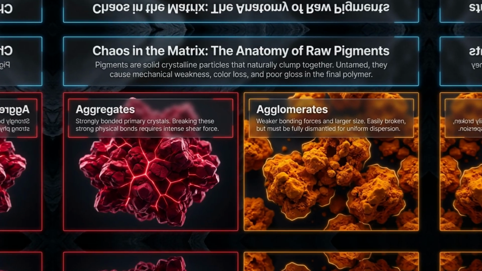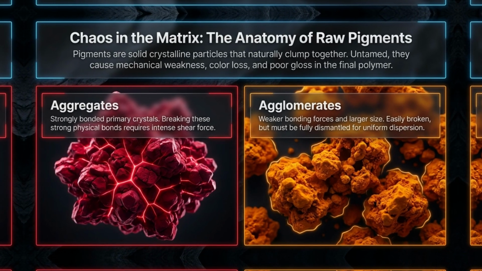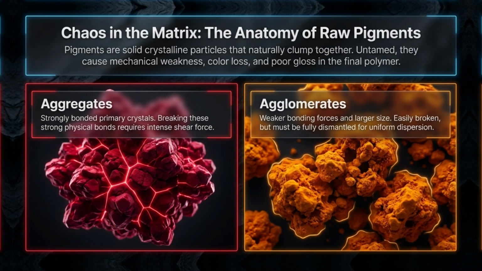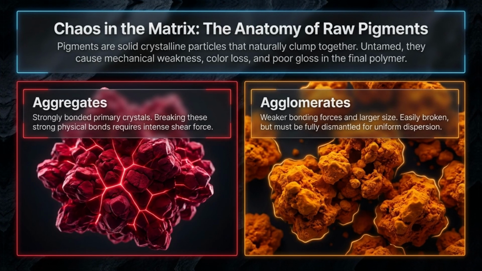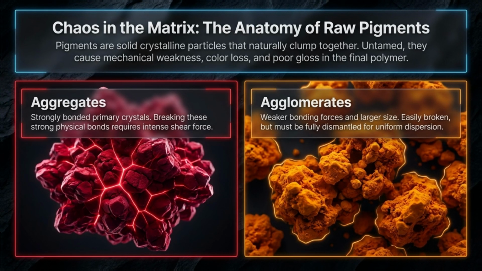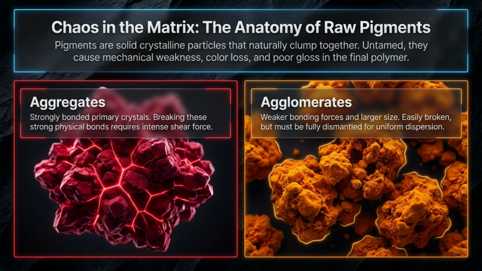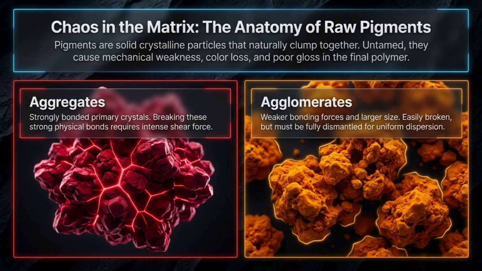Chaos in the matrix: the anatomy of raw pigments. Raw pigments are solid crystalline particles that naturally tend to clump together. Left untamed, they cause mechanical weakness, color loss, and poor gloss in the final polymer.